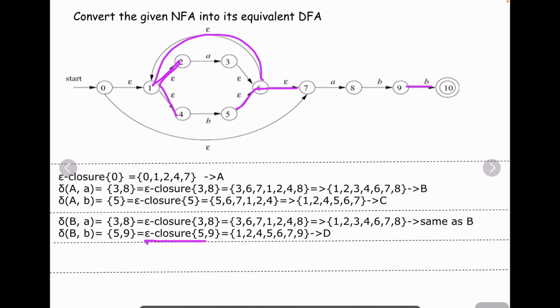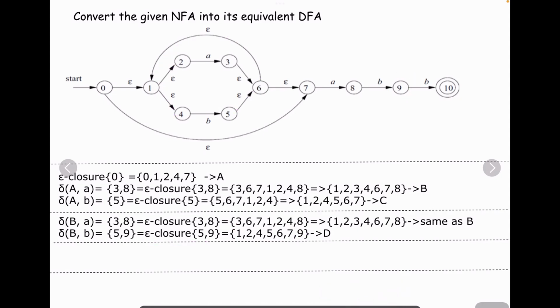Sorry, e-closure of 9 is 9 only, since it will not go to any of the states, that itself. So that's the reason you have to rearrange them: 1 2 4 5 6 7, this will be the e-closure of 5, then 9 is included since it does not go to any of the states, that itself. This is not similar to A, B, C, so you have to give another name, D.